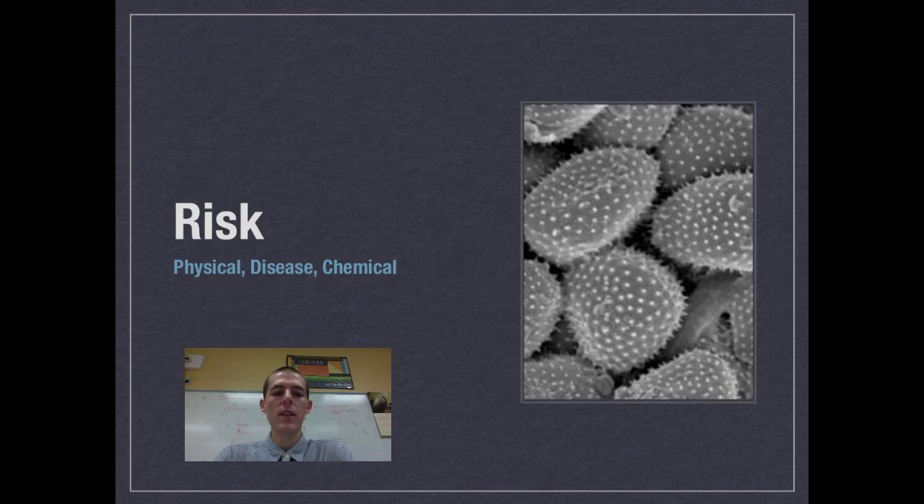Next category of risk is going to be disease, and that could be infectious disease or chronic disease. I'll talk about those in a moment. Or it could be chemical. This would be infection or exposure to some sort of radioactive substance or toxin or some other chemical that can do our bodies harm, and we'll talk about those in depth in later videos. So I'm just going to leave it at that. 3 types of risk to human health: physical, disease, and chemical.